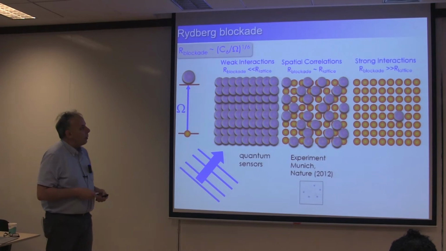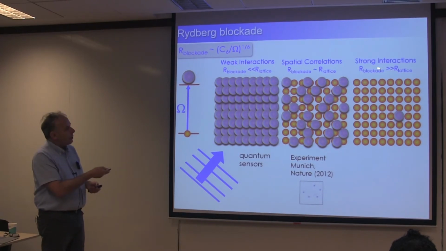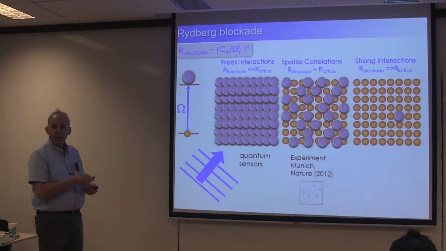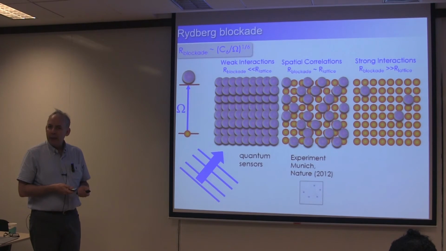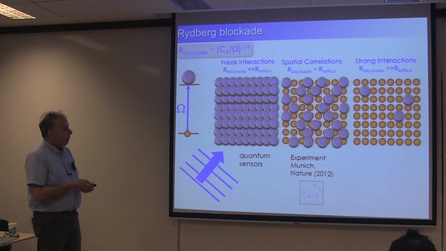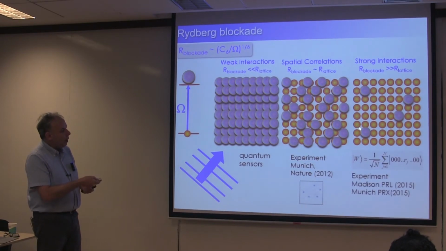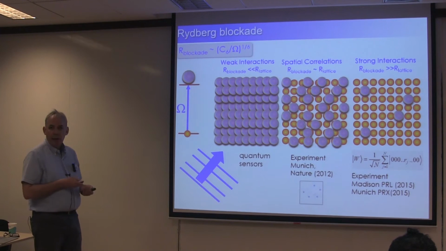And then there's the regime of strong interactions where the blockade distance is large compared to the lattice spacing, and then we just excite a single Rydberg atom at a time. And so we might excite this atom, we might excite a different one, or yet another one, but from a quantum mechanical perspective, what we're really creating when we illuminate this entire array is a quantum superposition of any one of these atoms being excited. And so that's a many-body entangled state, what's referred to in the quantum information area as a W state, where I have a single excitation shared among all the atoms.